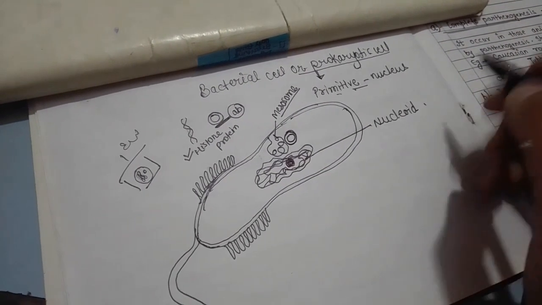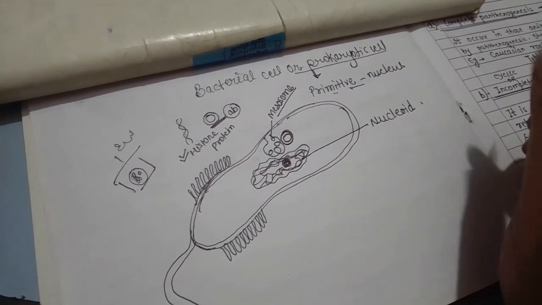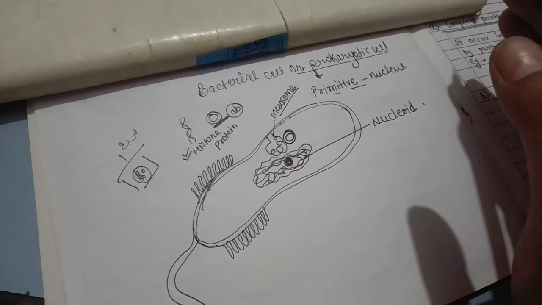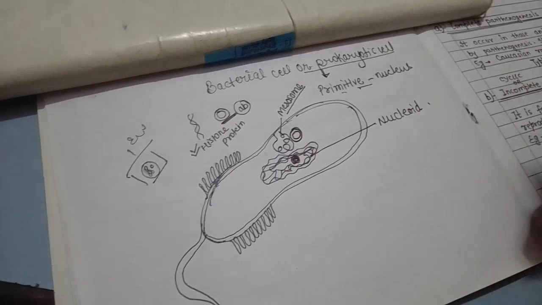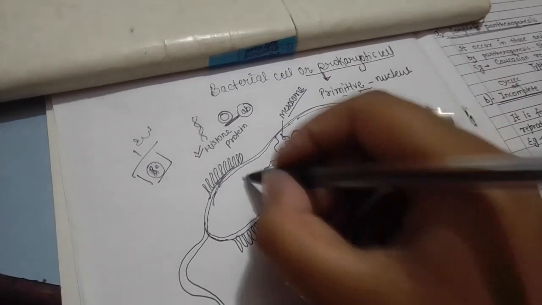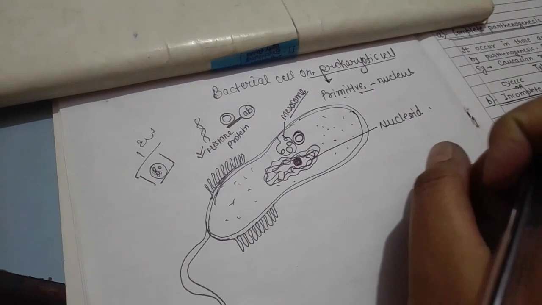Clear? That is called the nucleoid. Now next is what? They have a single chromosome, right? And the centriole is absent here, and the structure like the ribosome is present, right? And the bacterial cytoplasm is present here.